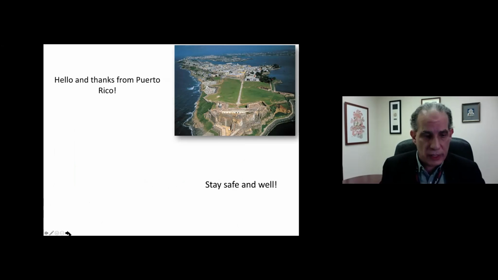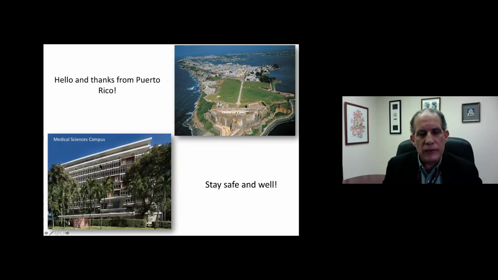It's almost the end of my talk, and this is a nice picture of my city, the old San Juan. This is the castle that was built by the Spaniards in the 16th century. This is the old San Juan here, and this is my medical school in San Juan. I hope that if you come to Puerto Rico in the future, you will let me know, and we can spend some time together.